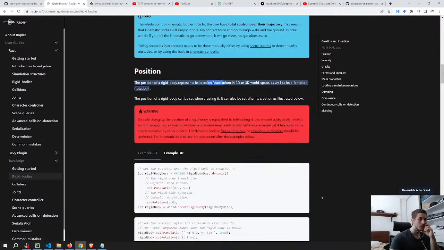Position. The position of a rigid body represents its location (translation) in 2D or 3D world space, as well as its orientation (rotation). The position of a rigid body can be set when creating it. It can also be set after its creation as illustrated below.